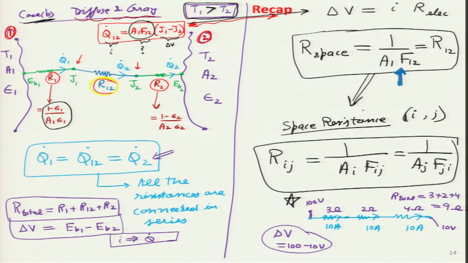And the units for all resistances shown in this diagram, R1, R2, R12, all the resistances, is 1 by meter square. So, it is the inverse of area, and formally we have defined the space resistance over here. Between any two surfaces i and j, we can define the space resistance R_ij as this ratio over here.